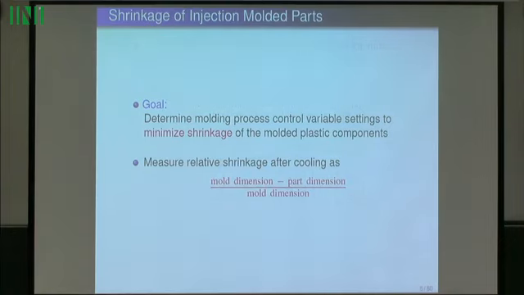So their goal is to determine which, I'll call them process control variable settings, so the things that they can adjust on this machine, so that they minimize the shrinkage of the molded plastic components. So they're interested, for example, in a camera body where you have a little window and a lens has to be put into the window, so you can't have too much shrinkage of the plastic when you take it out of the mold, because otherwise the lens isn't going to fit. So they want to minimize the shrinkage of the various different objects they're making. So we're going to actually measure relative shrinkage, which is the mold dimension minus the part dimension over the mold dimension, usual thing.